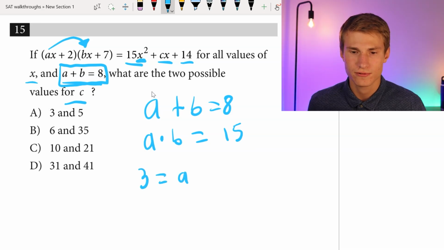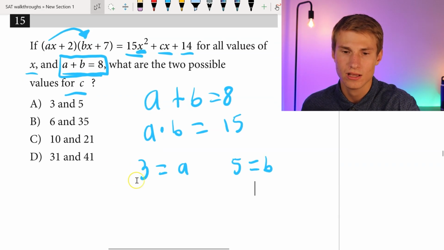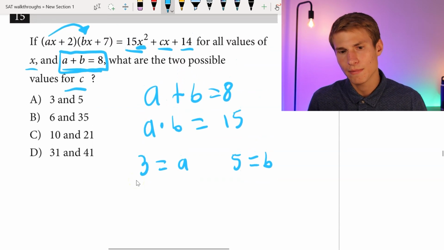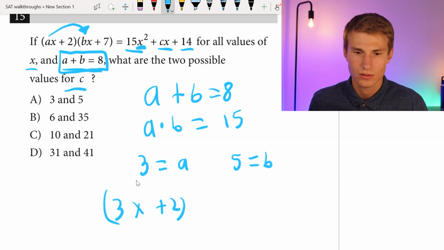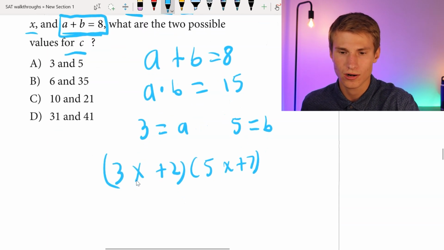So we can go ahead and call a 3 and b 5. Keep in mind, you could do it the other way around, calling a 5 and b 3. It doesn't really matter. Now we'll substitute in and solve for the value of c. So we'll do 3x plus 2, multiplied by 5x plus 7, and we're going to solve for our x term.